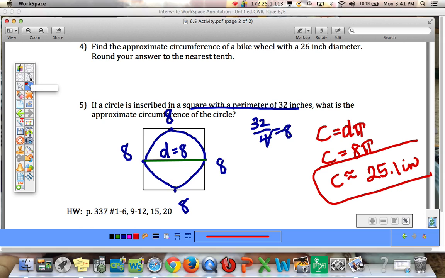Your assignment is the next page of the worksheet with these problems listed, so try that, and we'll go over any questions tomorrow.